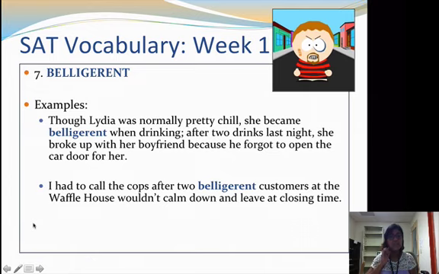The next word is belligerent. Please read the two sample sentences and then make a guess for the word belligerent based on the picture and the sentences. Once you have a guess, write it down and then copy the following definition. If you're not ready, pause the video.